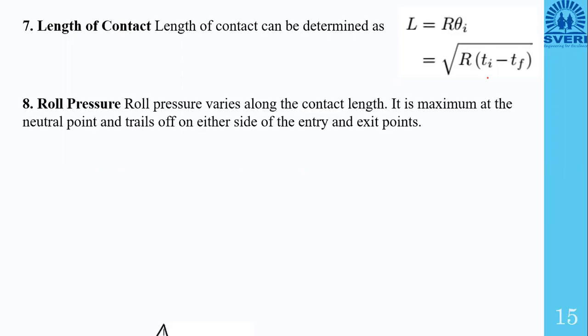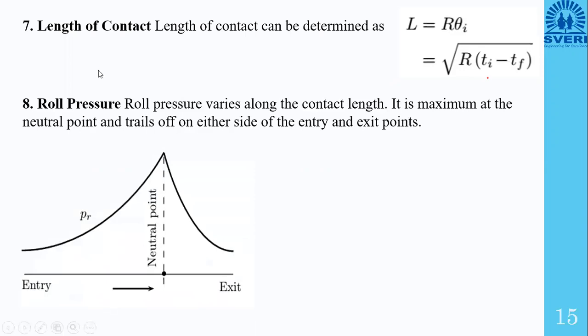The next one is roll pressure. This is what we were just talking about. Roll pressure varies with contact angle, is maximum at the neutral point, and trails off on either side toward the entry and exit. So as the material enters, roll pressure goes on increasing. We know that a vertical line comes into the picture at the neutral point where it is maximum, and then it goes on decreasing toward the exit.